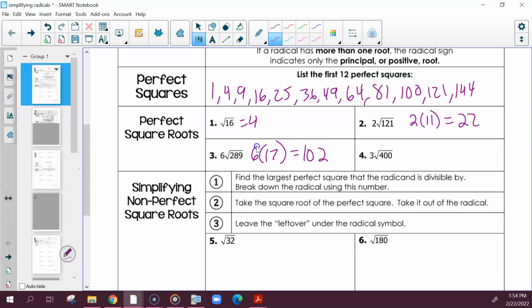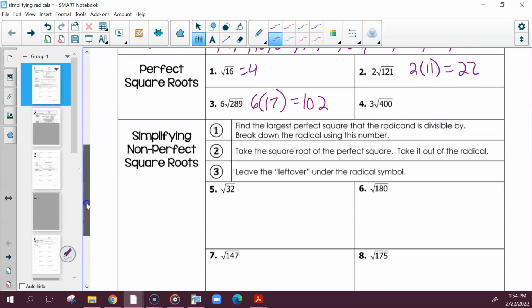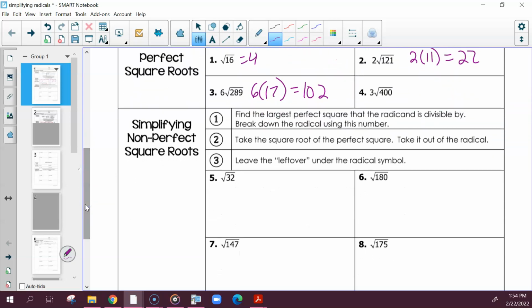I could do number 4, but we're not going to do that. So that's what happens if you have a perfect square. Now what happens if you don't have a perfect square? This is what we're going to do. We're going to find the largest perfect square that the radicand, the number underneath the radical, is divisible by. We're going to break down that radical using this number. You're probably thinking, how do we do that? So we take the square root of the perfect square, take it out of the radical, leave whatever's left over underneath the radical symbol.